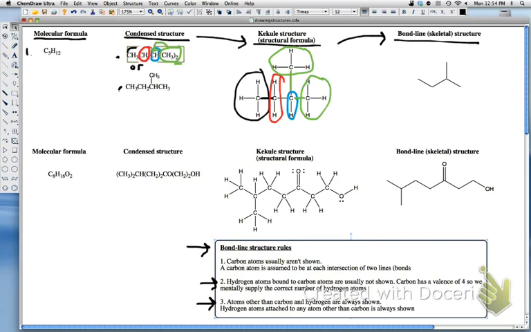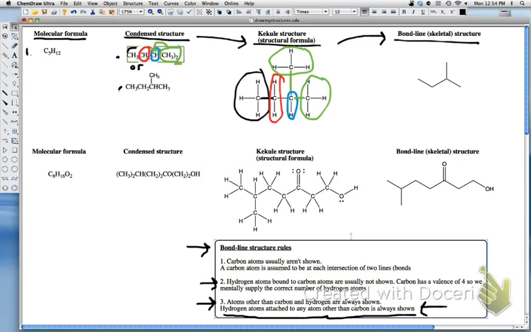And the last thing, which is really important, is about the hydrogen atoms. Anytime you have a hydrogen atom that is not connected to a carbon, you always show it. So if H is connected to C, you don't have to show it, but if it's connected to O or S or N, you do have to show those. All right, so those are the rules that we want to look at. And let's look at how we convert this.